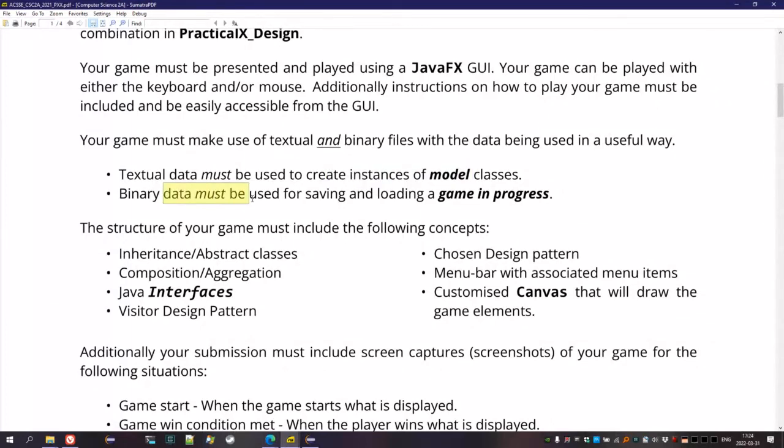And then binary data, we had a look at that for some of the things, but you can use this for loading and saving game state. So if someone is playing your game, they decide, okay, I need to take a break, they can save your game, come back later, and load it up again. So that's the two ways you're going to be using files.